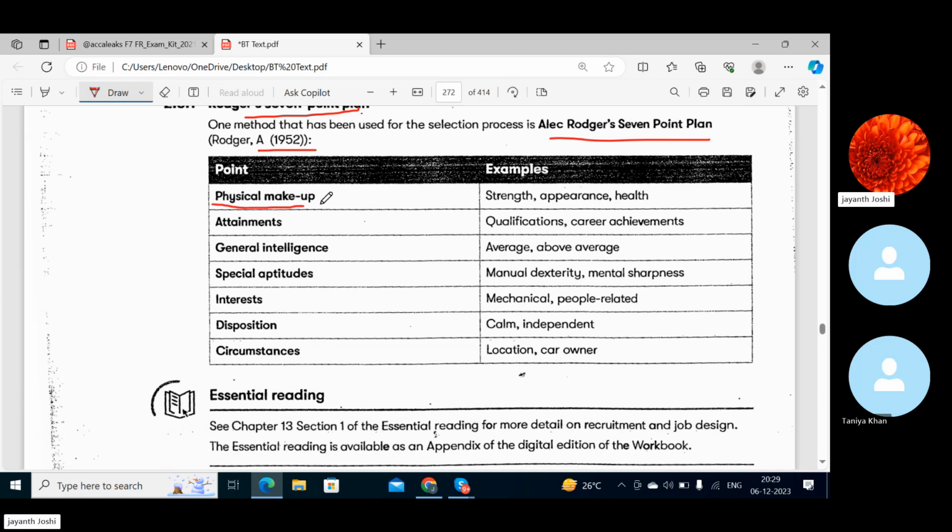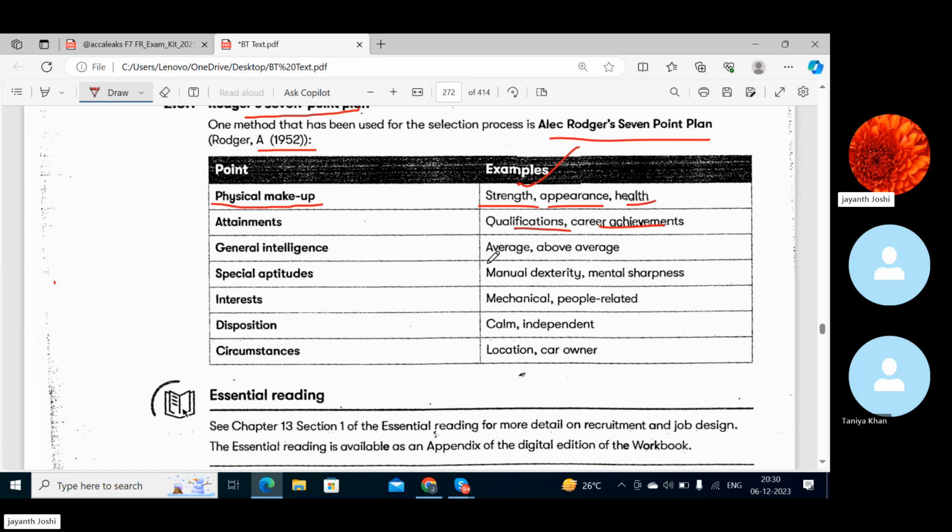Point, physical makeup. So when it comes to someone, they should have some kind of physical build. There are various people, and you will be looking for some attributes in a person to perform a particular job. You don't want some guy who's very weak, pale, thin, skinny, or someone who doesn't have energy, who cannot withstand, who is very lazy to work and lethargic. You don't want that kind of guy, right?